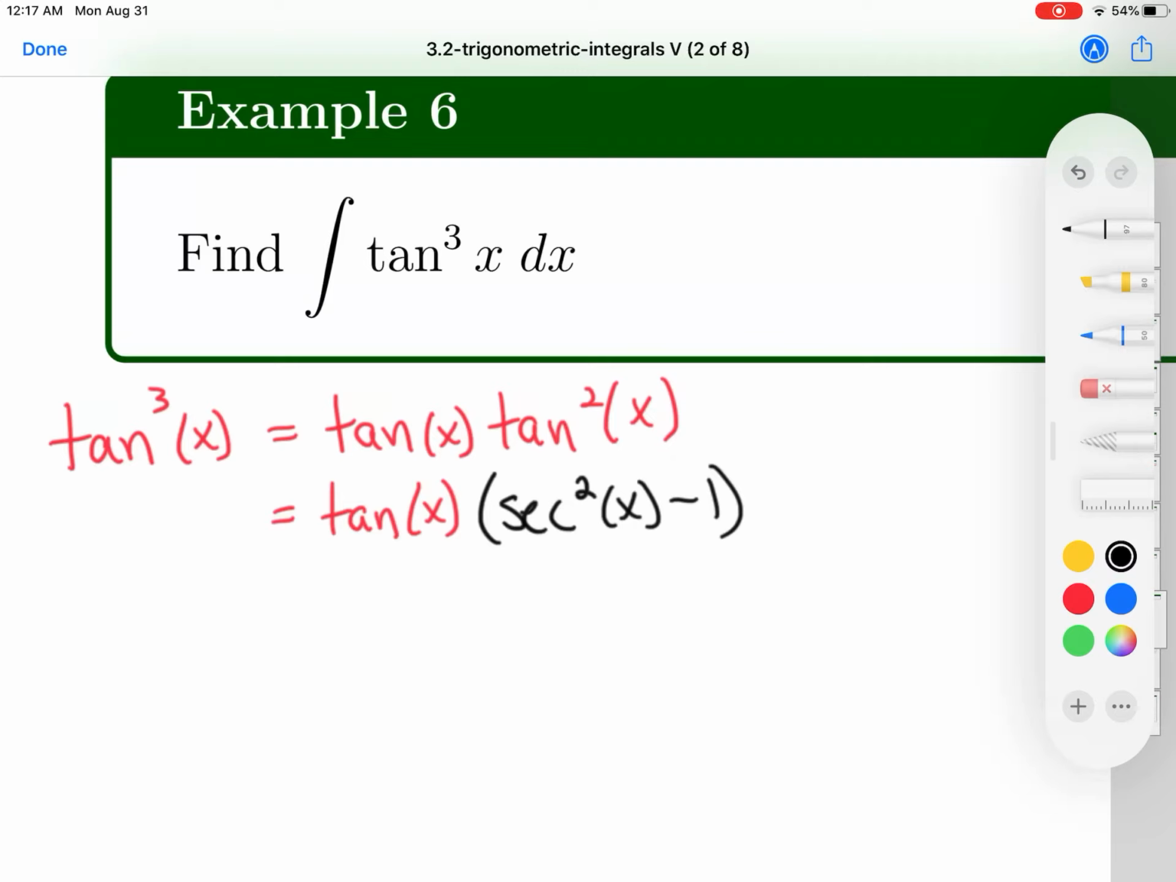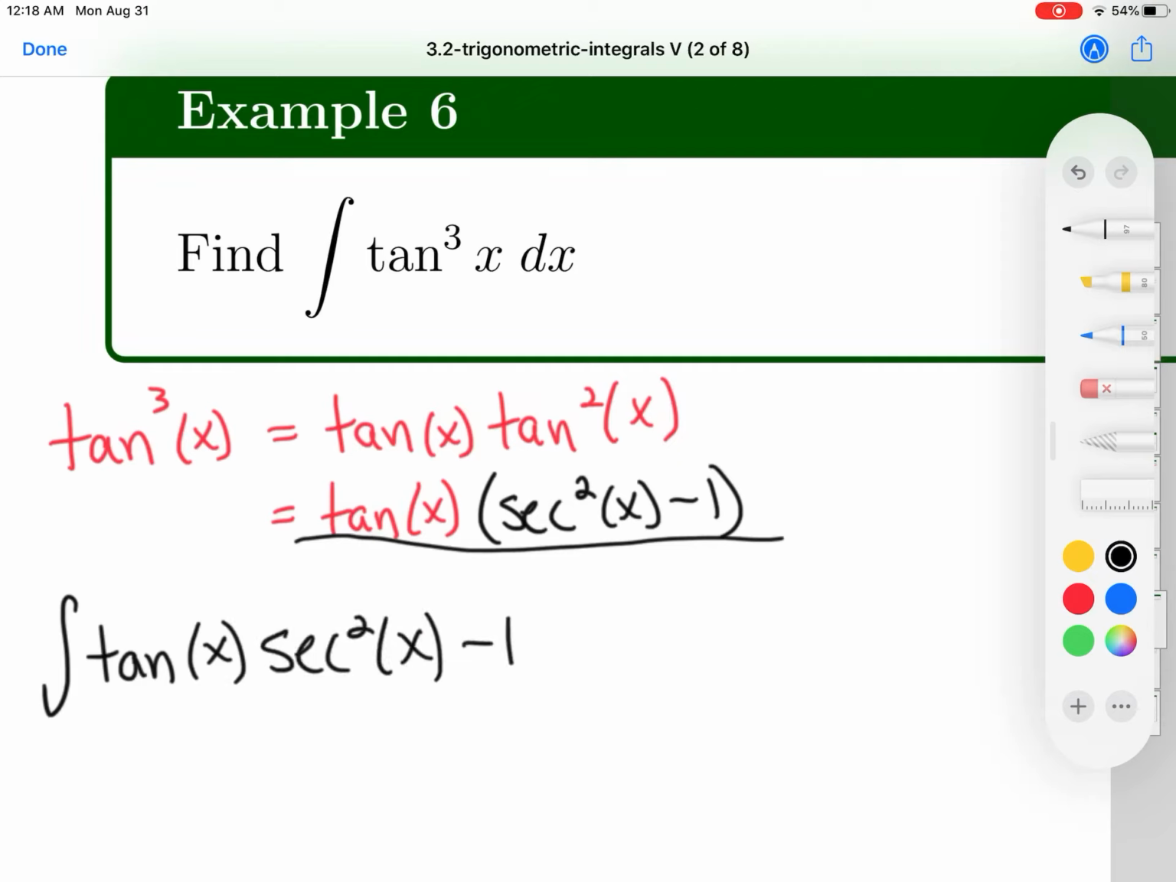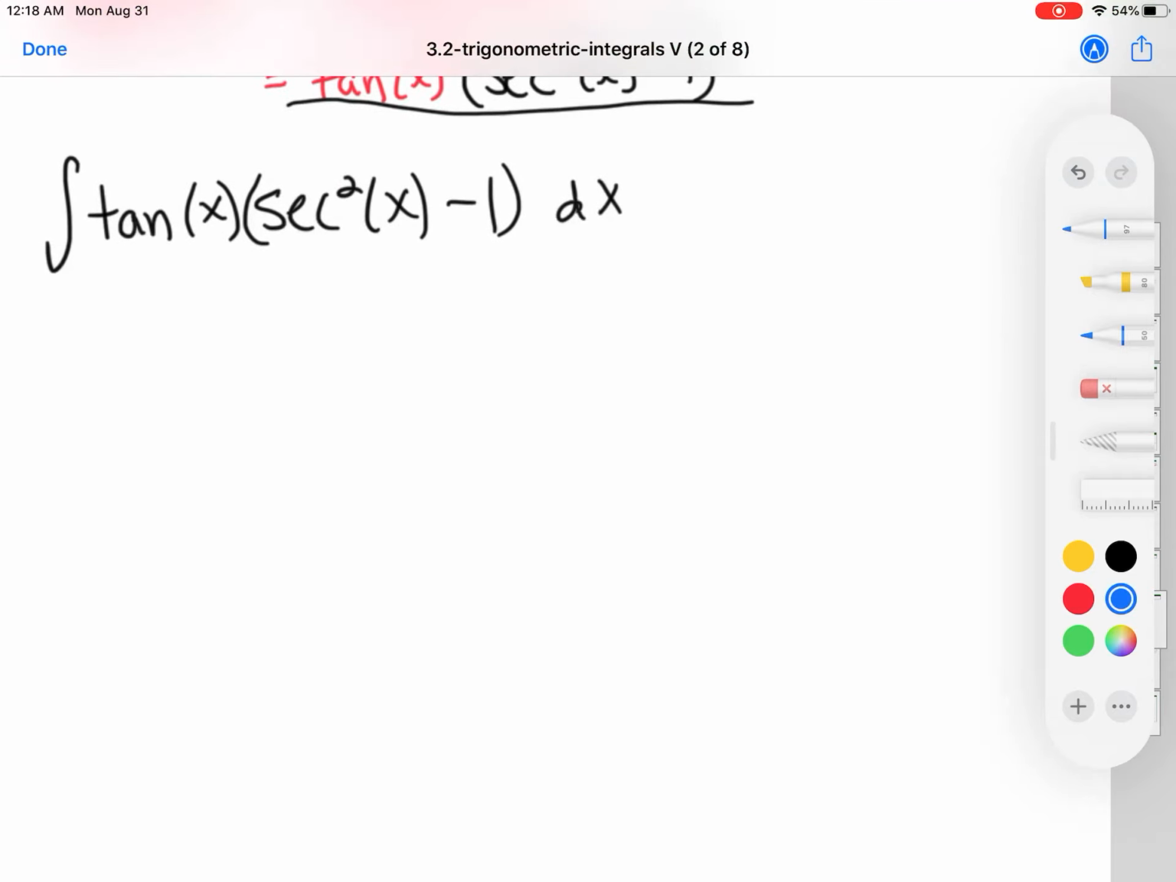So there's the identity. Now you can see that we obviously have a secant, which is what my original problem was. So let's rewrite my integral with what we have now. Instead of the integral of tangent cubed x dx, we're going to have the integral of tangent x times secant squared x minus 1, and then we have a dx. Let me put this in parentheses. There it is.